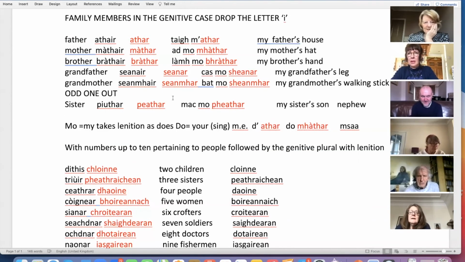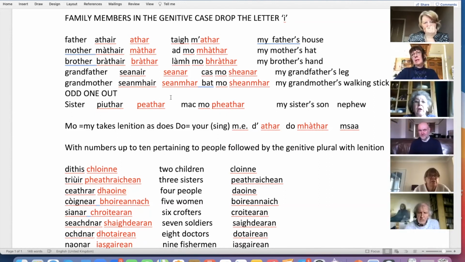How would you say my grandfather's house? Taigh mo sheanar. See that? The sheanar. You see, taigh mo sheanar. My grandmother's coat: còta mo sheanmhar. That's it.